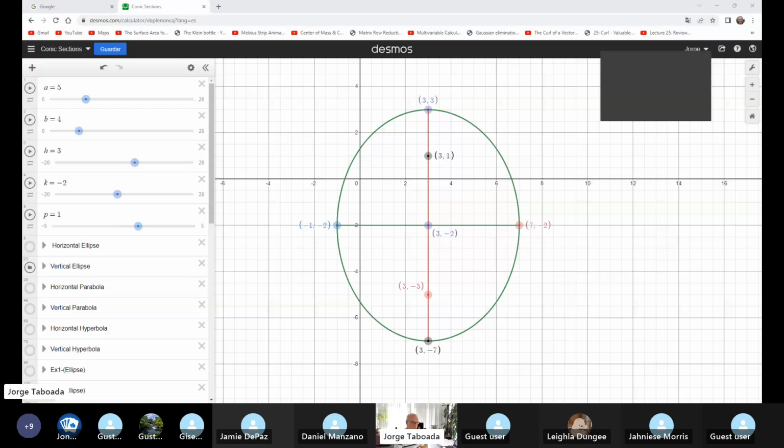Okay, so now let me move into example 4, which is a little bit more complicated. Look, suppose 3x squared plus 7y squared plus 6x minus 28y plus 10 equals 0.